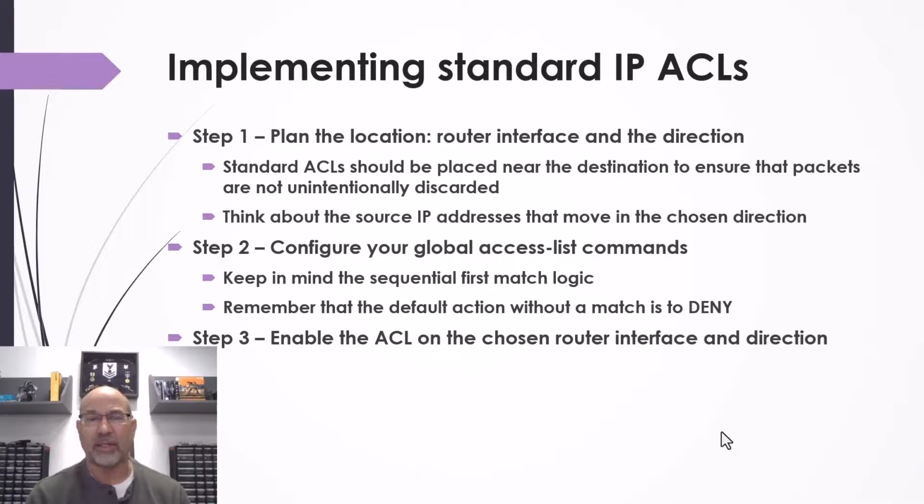Step two, configure your global access list commands. These are the access list rules themselves. Keep in mind that sequential first match logic. We saw what happens if that gets out of order. And remember that no match means you get denied. And then the last step is, I've got all my access list rules, now I'm going to do the IP access group command on the interface.